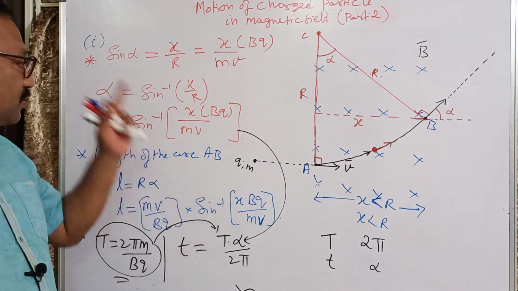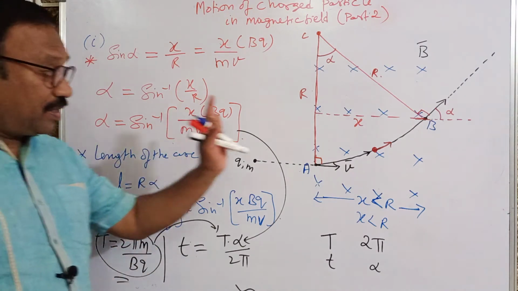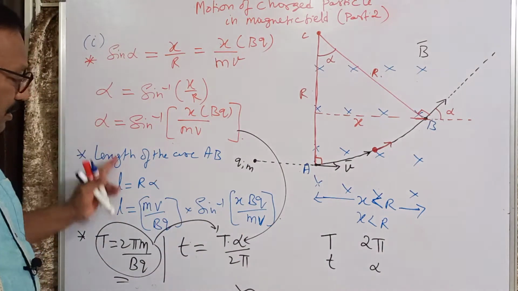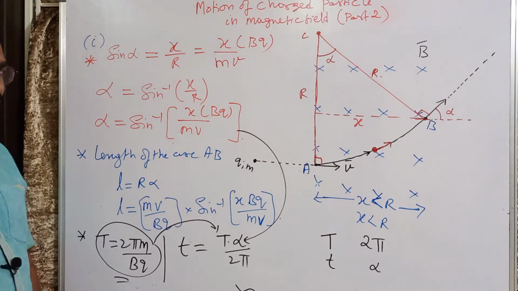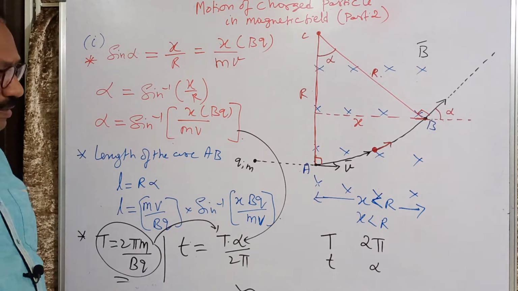3 possible questions. 1, 2, 3. Everywhere in this type of discussion, there are 3 possible questions. They won't ask all the 3, any one of them they ask in the exam.